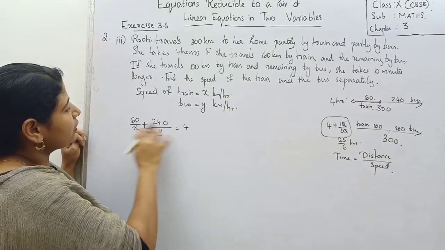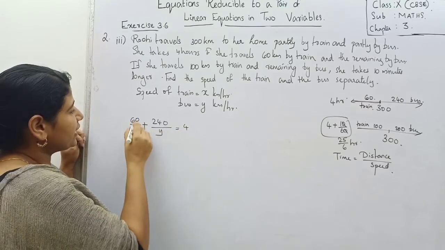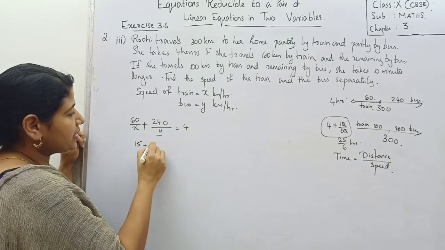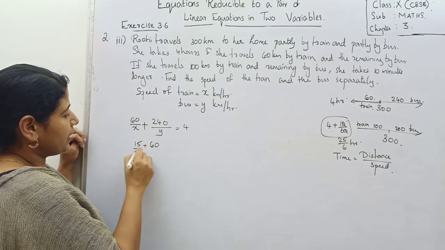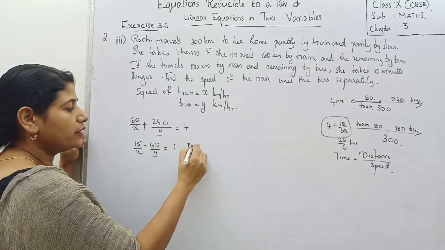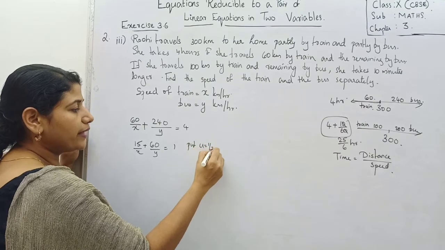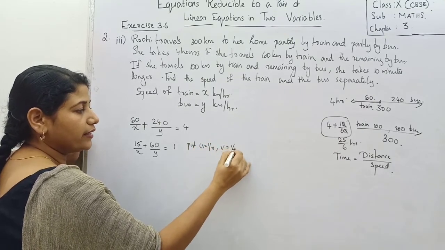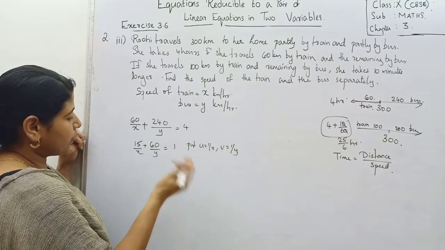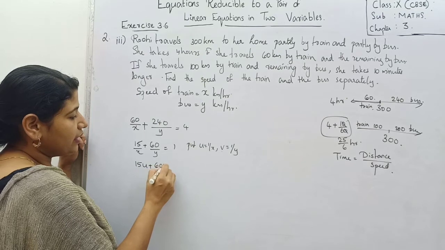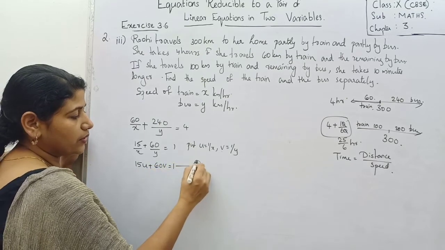We can divide all these numbers by 4. So you will get 60, 4 into 15 is 60, and 4 into 60 is 240. By x is here, by y is here, here is 1. And we can put u equal to 1 by x and v equal to 1 by y. So we can make this equation into another form. That means 15u plus 60v equal to 1. This is the first equation.